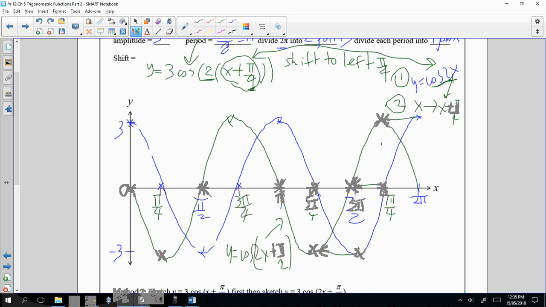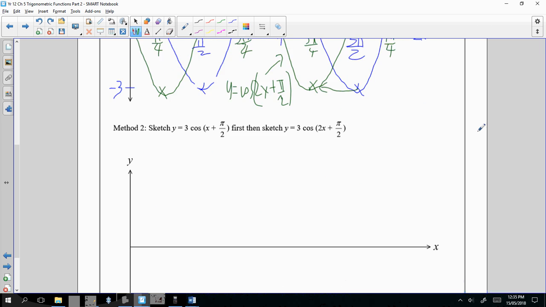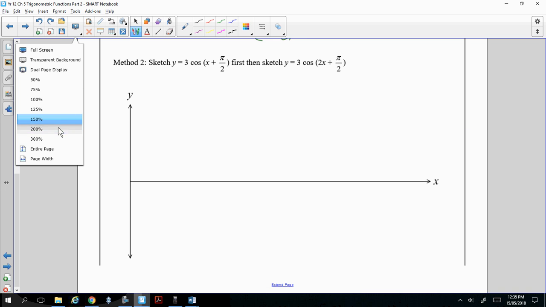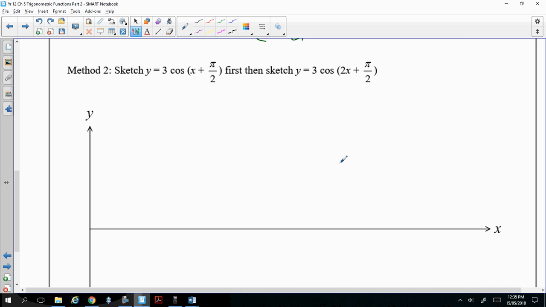Okay, now we can also do it in a different way. You can do the shifting first. So you can do the pi on 2 first. So do the shift first. So we'll go 2 pi, and then pi on 2, 3 pi on 2. You can do the shift first.